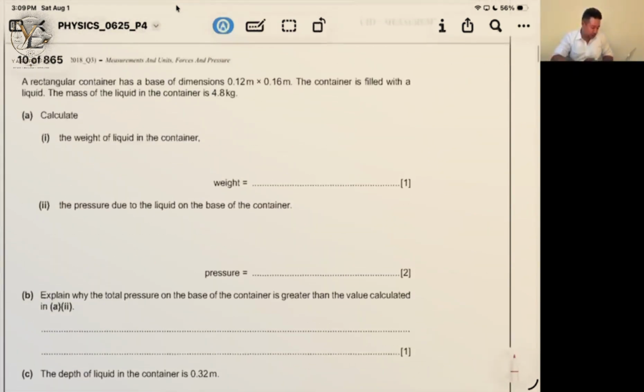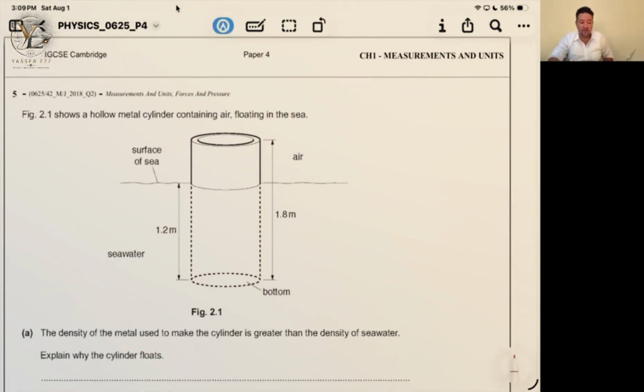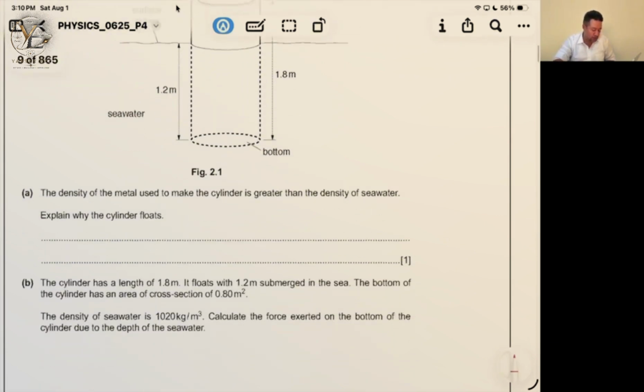Question number 5 states that figure 2.1 shows a hollow metal cylinder containing air floating in the sea. We have all the given data on the drawing. We have a hollow cylinder made of steel, by the way, floating on the surface of the sea. Here is the air above, here is the height of 1.8, and the immersed part has a height of 1.2 meters. Everything is given, and the seawater and so on.